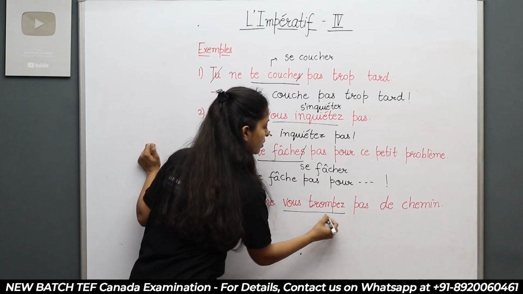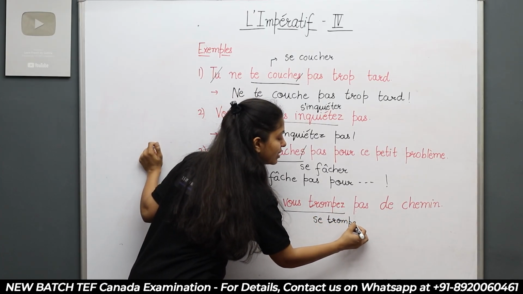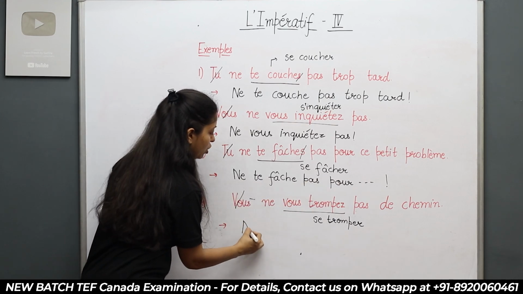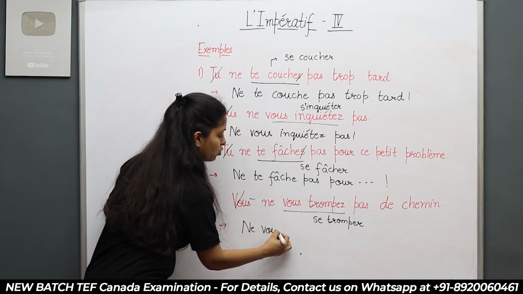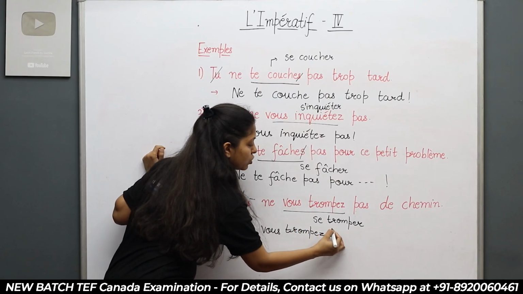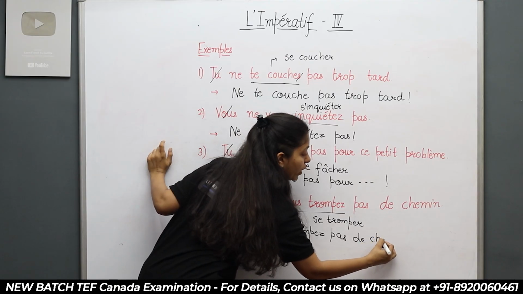The last one, vous ne vous trompez pas. Now this is the verb se tromper, which means to get mistaken. Right? Remove this vous, rest of the sentence remains same. Ne vous trompez pas de chemin. Don't be mistaken of the road, of the way.